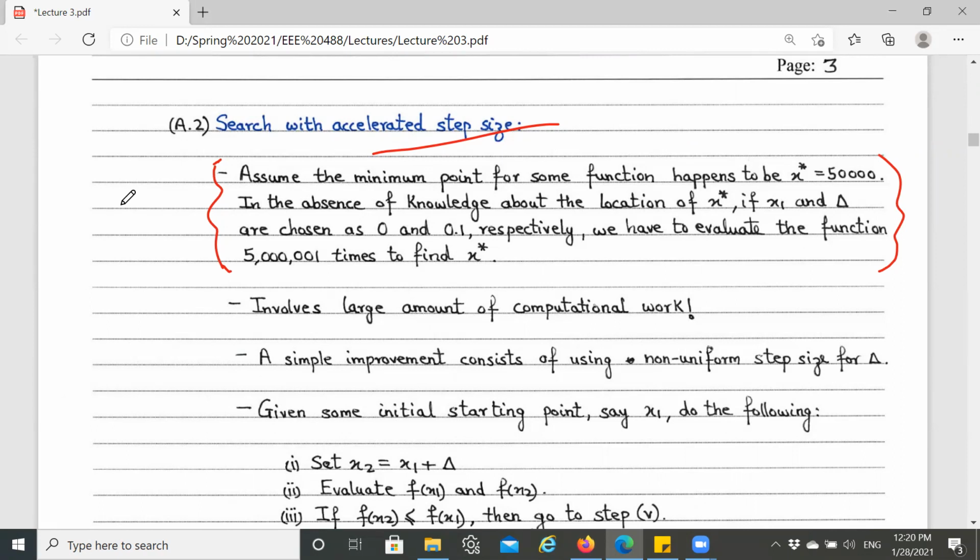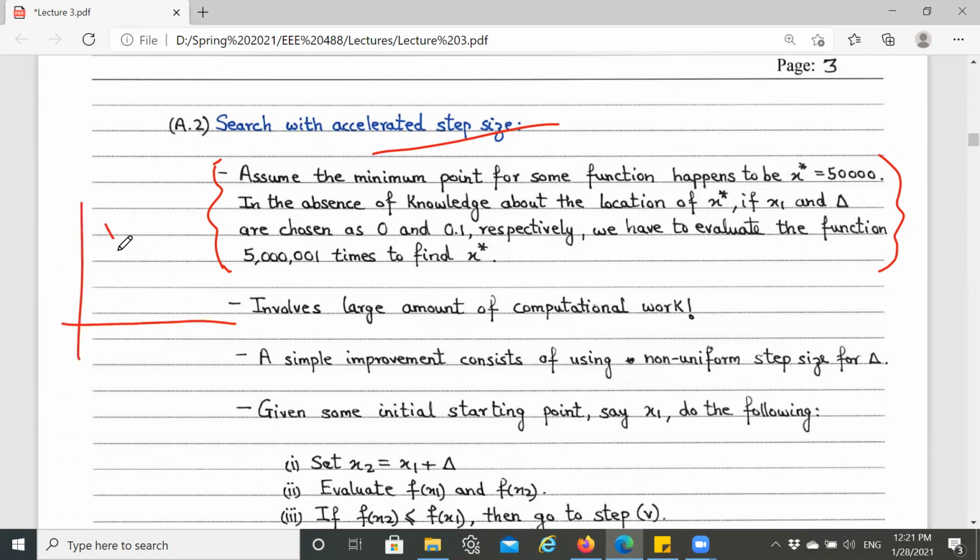So in case of a function where the minimum point is, say, 50,000, and if we don't know the location of this point, we choose two points such as x1 and delta that are 0 and 0.1, so that we can evaluate the function 5,000,001 times to find this point.